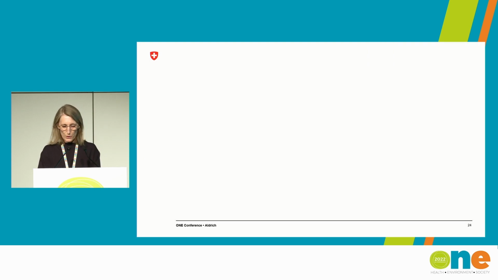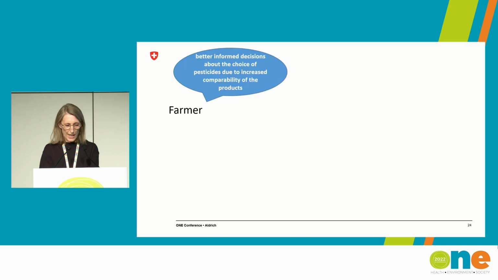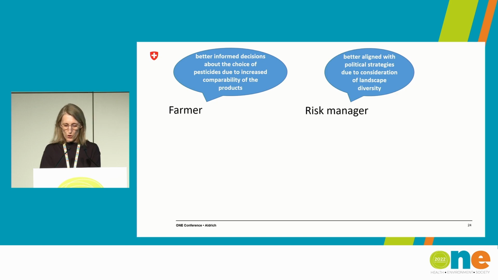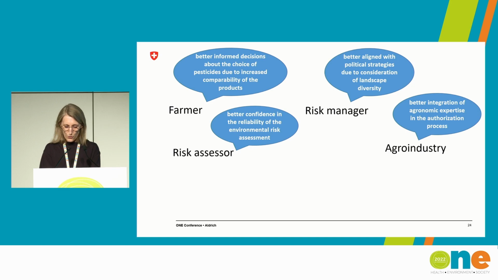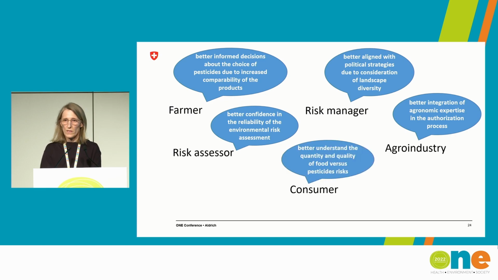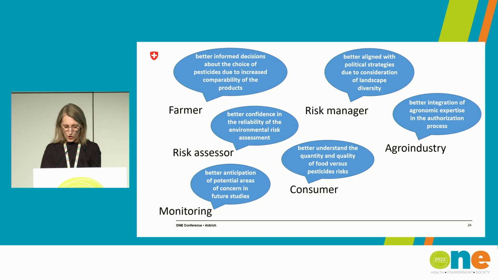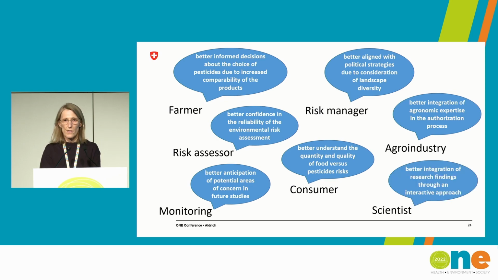So in my opinion, a shift in paradigm towards a holistic and systems-based approach enables the farmer to take better informed decisions about the choice of pesticides due to increased comparability of the products. The risk manager will be better positioned to fulfill political strategies due to consideration of the landscape diversity. The risk assessor will have a better confidence about the reliability of the assessment. The agro-industry will better integrate agronomic expertise in the authorization process. And the consumer will better understand the quantity and quality of food versus pesticide risk. The monitoring campaigners will better anticipate potential areas of concern in future studies. And the scientist will better integrate research findings through an interactive approach.